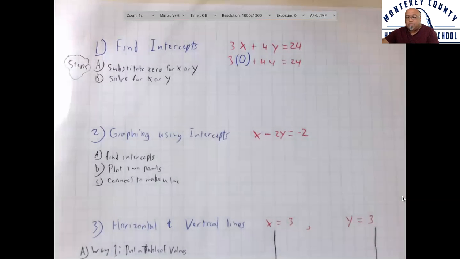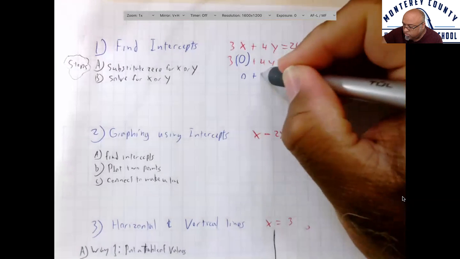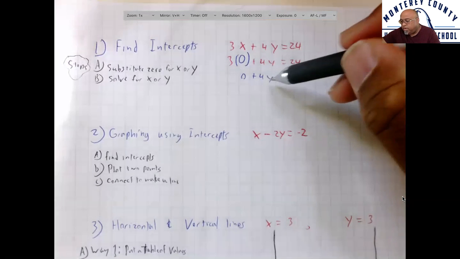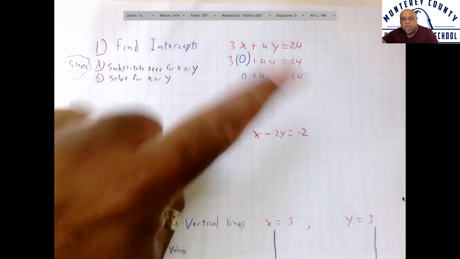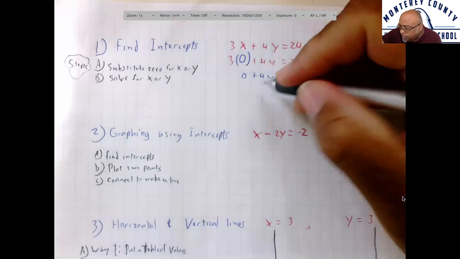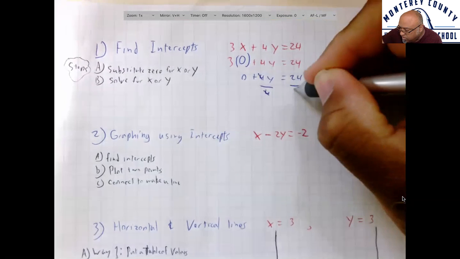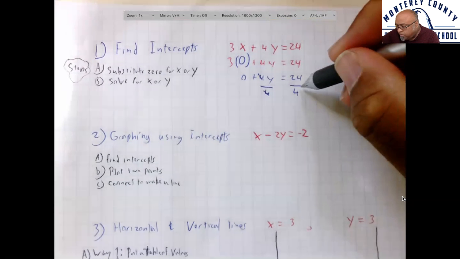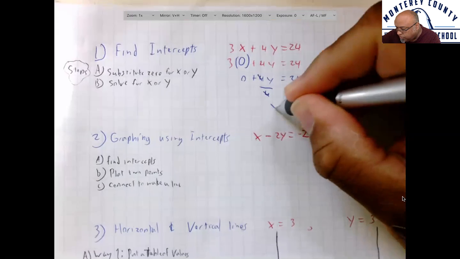Okay, now go ahead and solve. 3 times 0 is 0. 0 plus 4y equals 24 is the same thing as 4y equals 24. So in that case, I'll go 4y divided by 4 is equal to 24 divided by 4. Remember IOB? 24 divided by 4, let's see, 6, 12, 18, 24. I think that would be 6. 6 goes into 24 4 times.